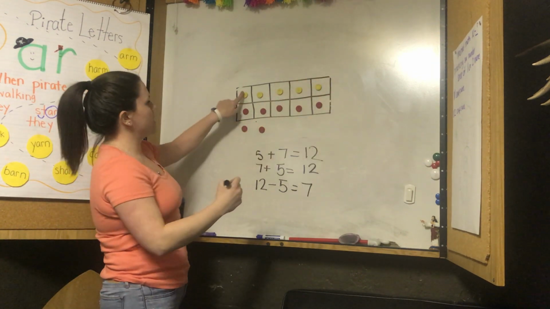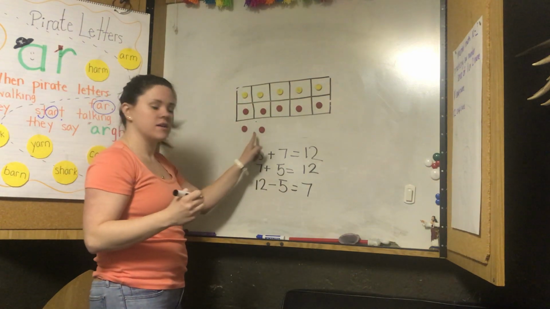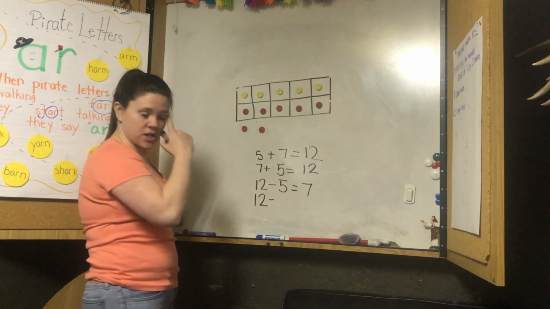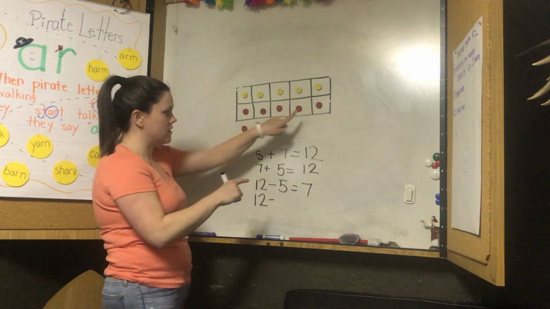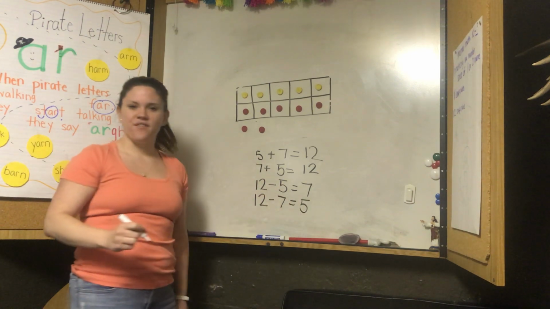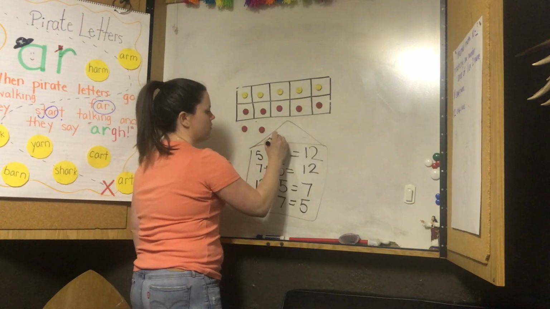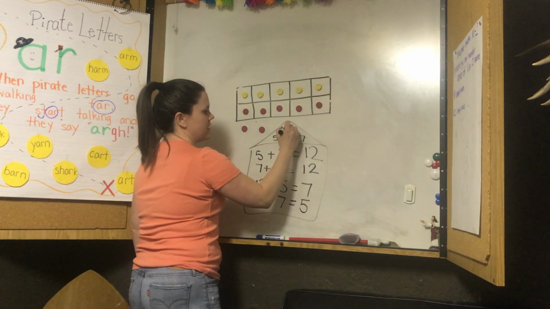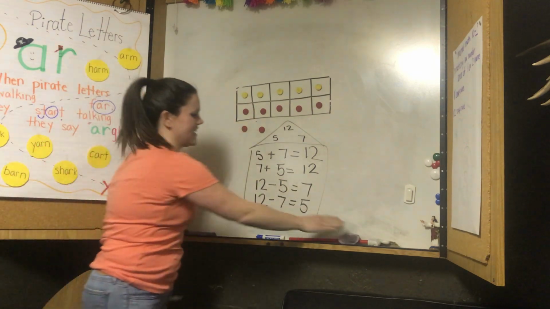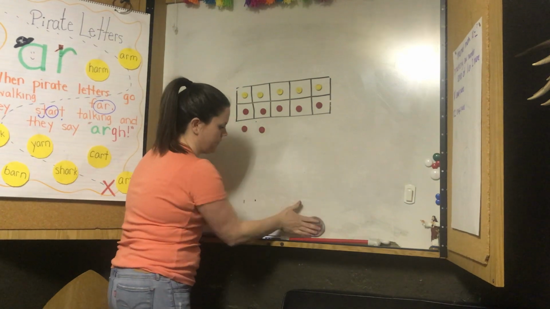12 is my whole. I'm taking away the yellow first. 12 take away 5 leaves me with 7. My last related subtraction fact would be 12, let's take away the red. 12 take away 7 equals 5. And there is our happy fact family for 5, 7, and 12. Wow, wow, wow, guys, amazing. Okay, let's do number 2 together.